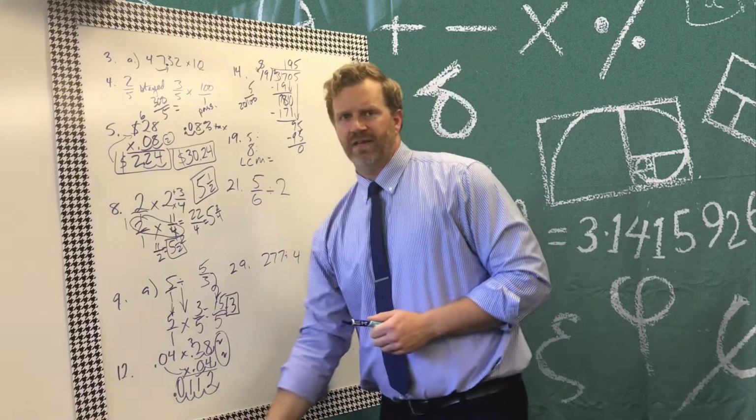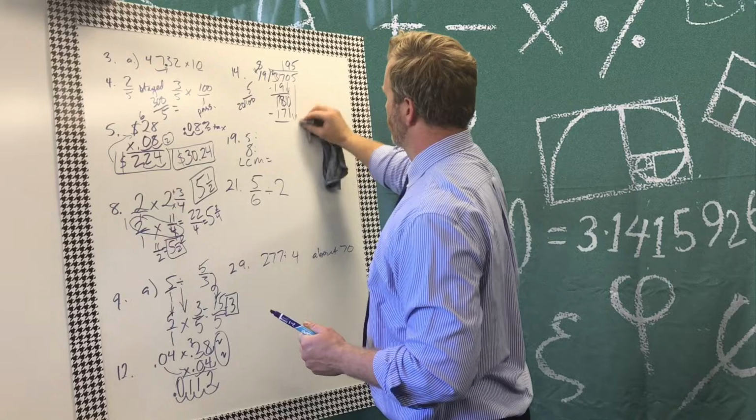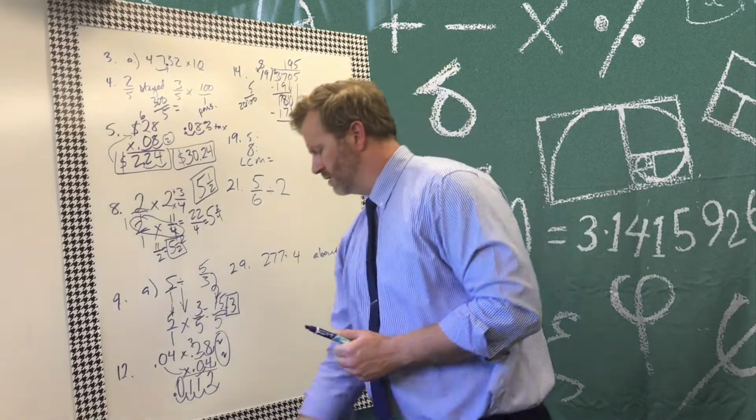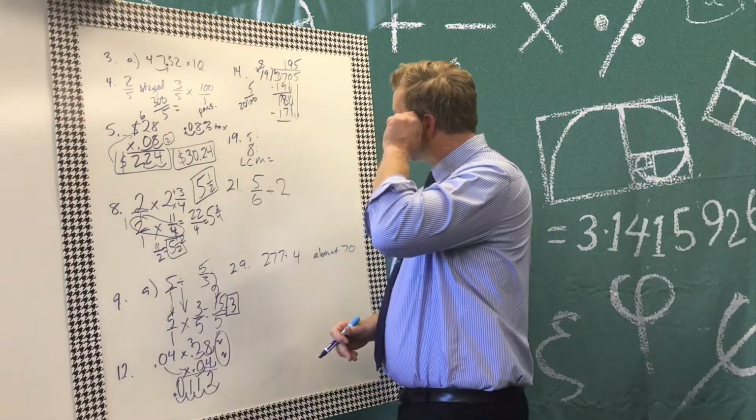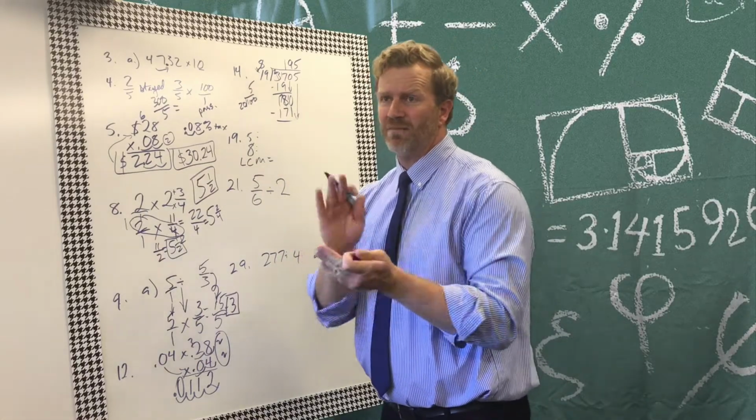Oop, I'm gonna have to get that out of the way. It's kind of in the way of our next problem. I was worried about writing too big, and I did. All right, here we go. So number 19, we got 5 and we got 8. We're trying to find the lowest common multiple.